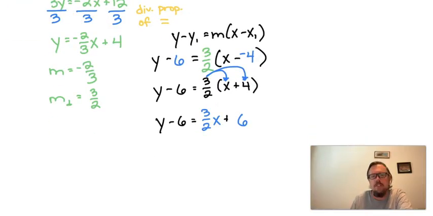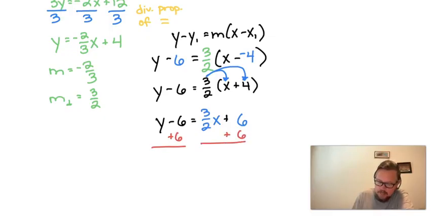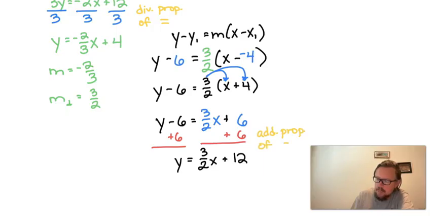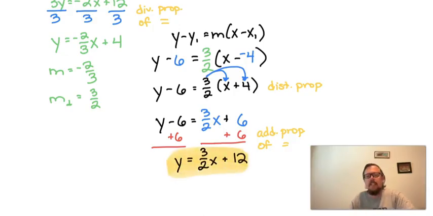And then the last thing to do is use the addition property of equality to add 6 on both sides. So we have y equals 3/2 x plus 12. Let me go ahead and write my properties in here. This was the addition property of equality, and this was the distributive property. This is how we show our work, is by writing the properties that we used, okay? So y equals 3/2 x plus 12 is going to be our final answer.